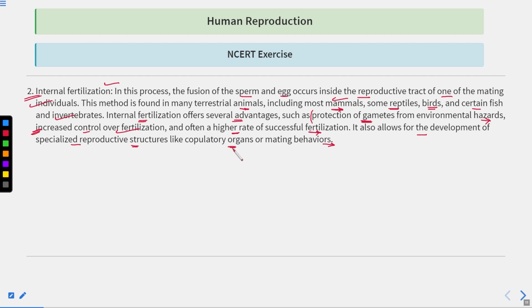So what happens? The penis is involved in the process of insemination, meaning transfer of the sperm into the female genital tract. And it also helps in the development of some special mating behaviors. These mating behaviors help in successful fertilization, or they help to attract the mate.